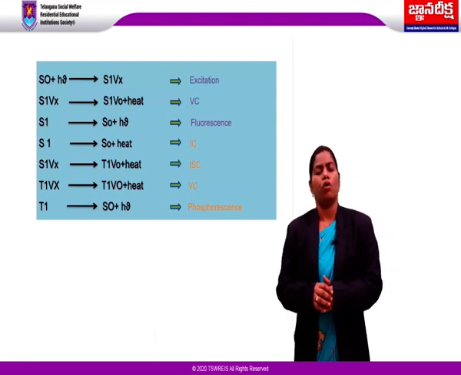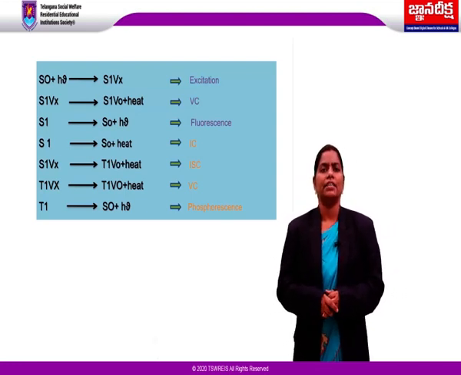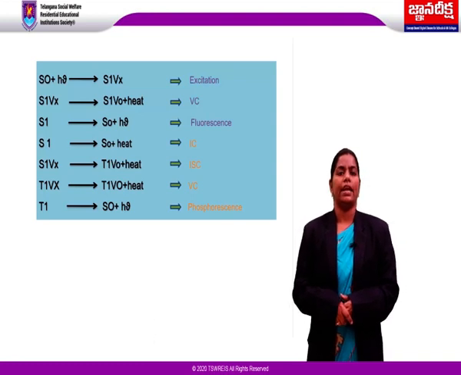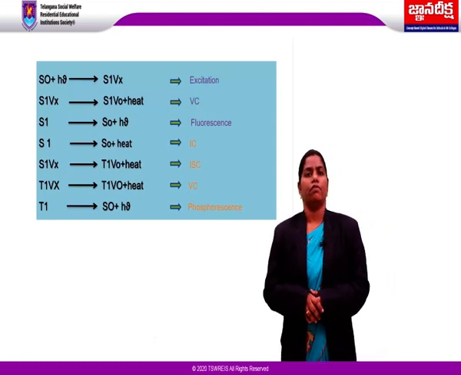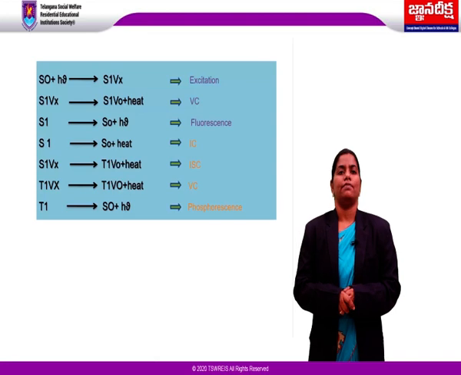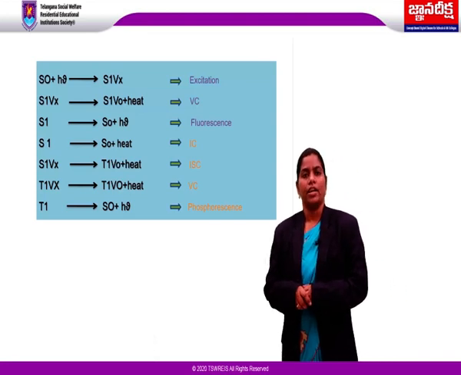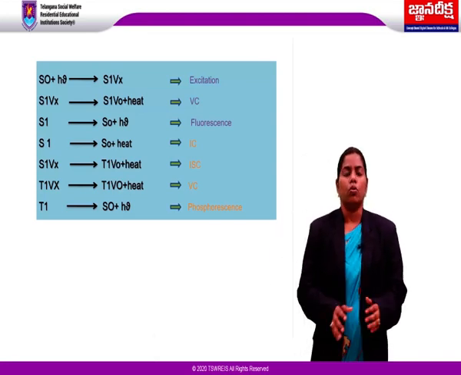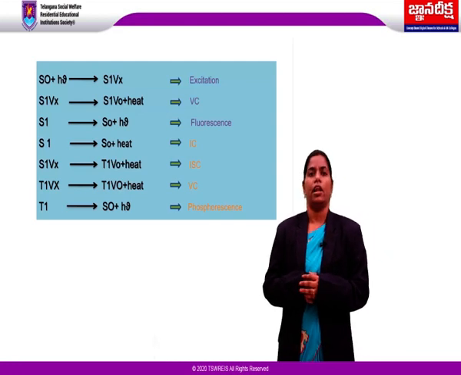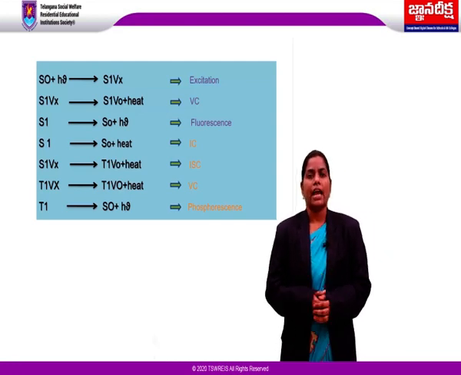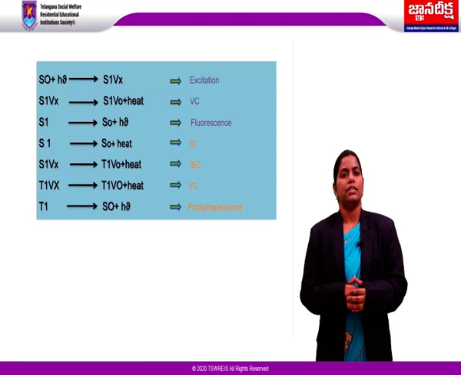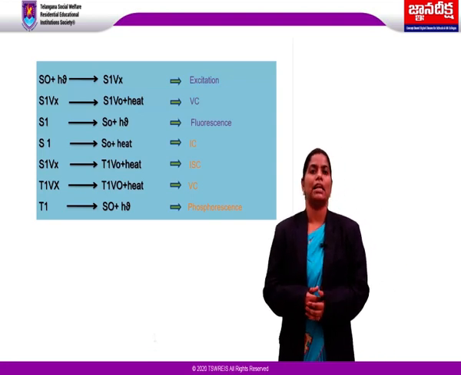Path 5. If the molecule returns from the higher singlet state to the lower singlet state by the release of energy in the form of light, this is called fluorescence, which is a spontaneous process as there is no need to change the spin of the electron. Now, the exact difference between fluorescence and phosphorescence is made clear.